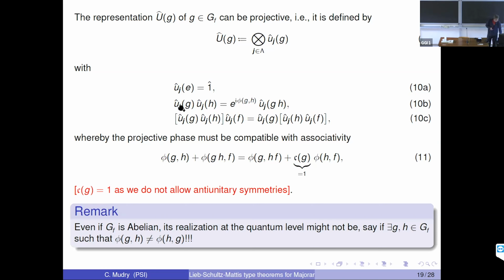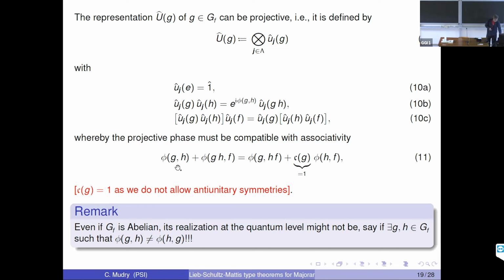But what I mean by a projective representation of the group GF is the possibility that when I multiply the representation of G by the representation of H locally, I get the representation of GH multiplied by a phase that depends on the group elements G and H. And this has to be done consistently, by which I mean that associativity should be correct. As Alex explained yesterday, his omega is my exponential of i phi.